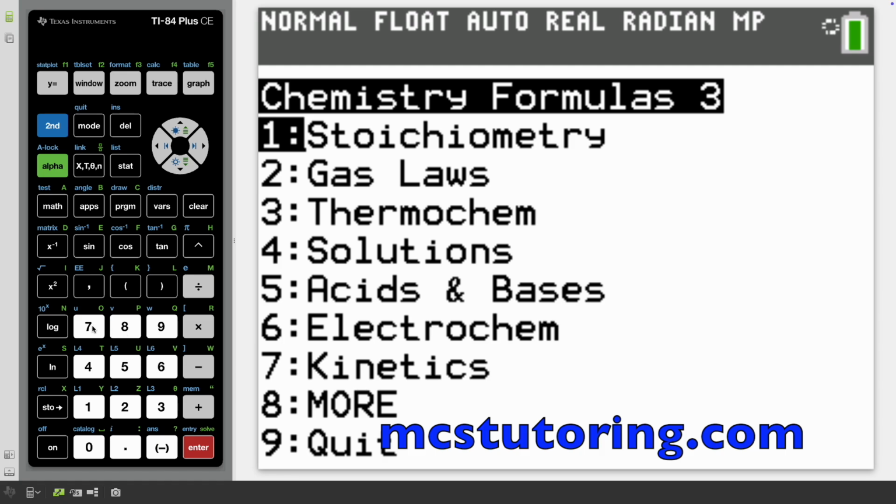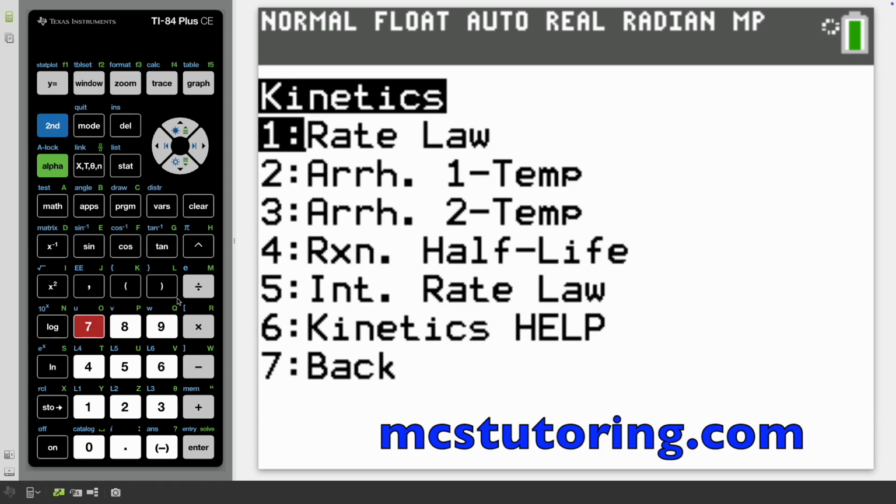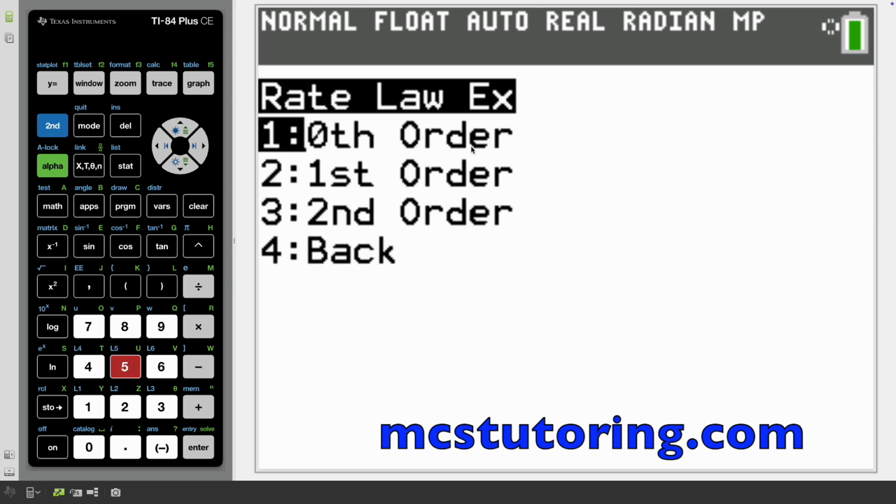So let's go to, I think we did everything. I'm not sure, maybe. Let's go to kinetics. Let's get rate law, Arrhenius 1 temp, Arrhenius 2 temp, reaction half-life. I don't even know intermediate rate law. What is that? Oh, yeah. Okay. So you got 0 order, 1st order, and 2nd order.